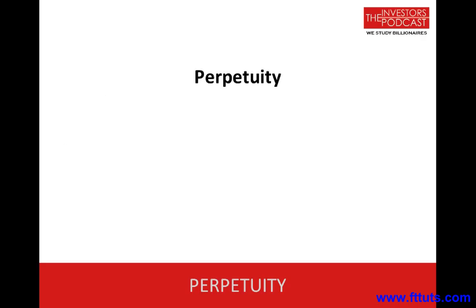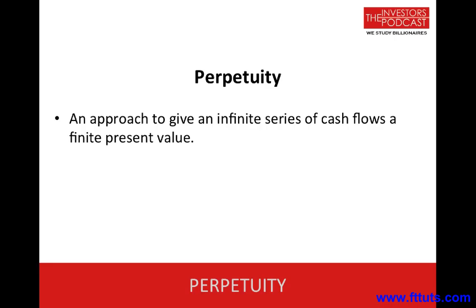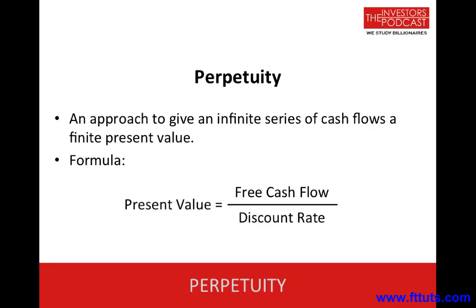It's an approach to give an infinite series of cash flows a finite present value, and it's possible because of the time value of money. As we saw in Module 2.1, each payment is only a fraction of the last. Let me give you an example that illustrates that by using this formula: free cash flow divided by the discount rate.